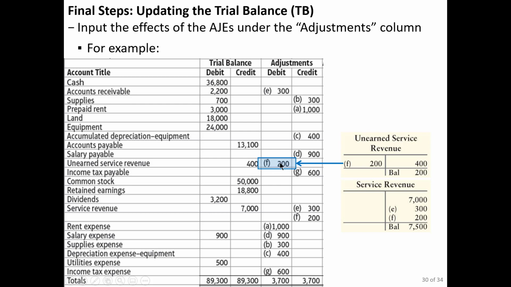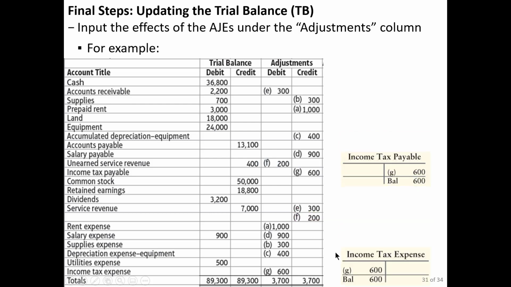Some unearned revenue has been earned. How did we earn it? By putting forth effort. We have to pay taxes, unfortunately, but if we have not paid them in cash, then we owe them in the form of a liability.